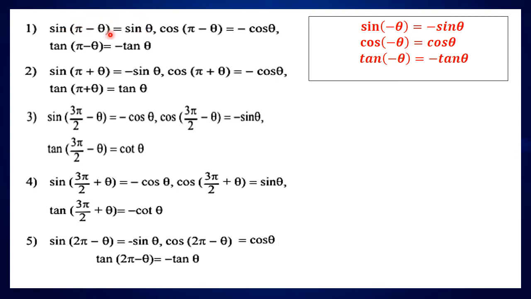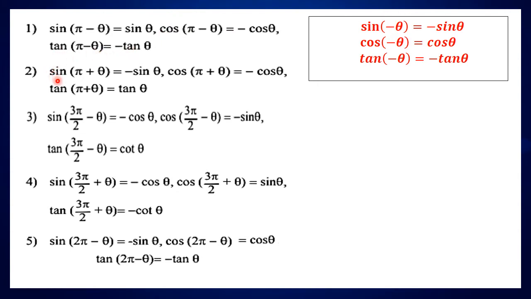Sin pi minus theta is sin theta because pi minus theta is in the second quadrant, so sin is positive in that, also the same function. So we will get a positive function here. Sin pi minus theta is sin theta. And in the second quadrant, cos theta is negative, so it is minus cos theta, but the same function. And tan is also negative in the second quadrant.